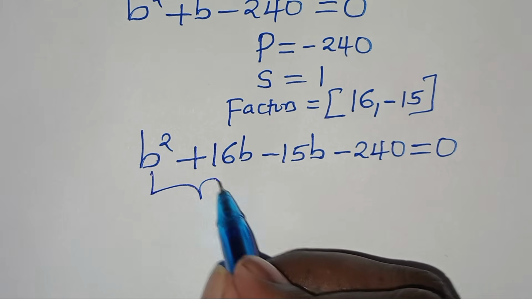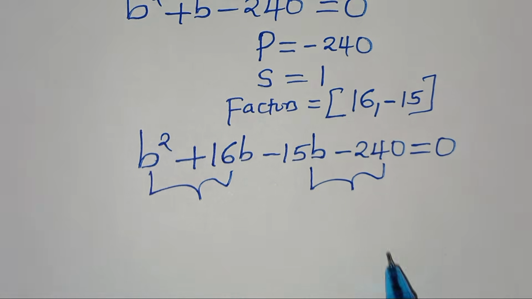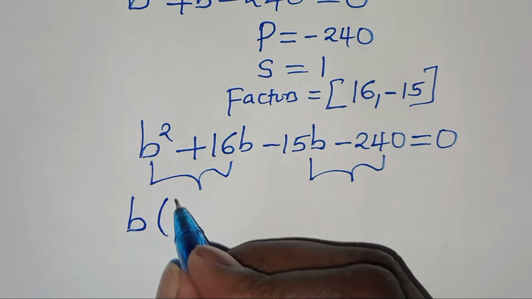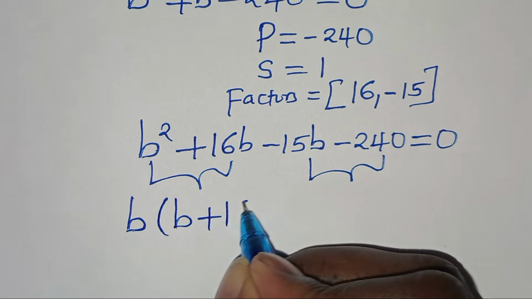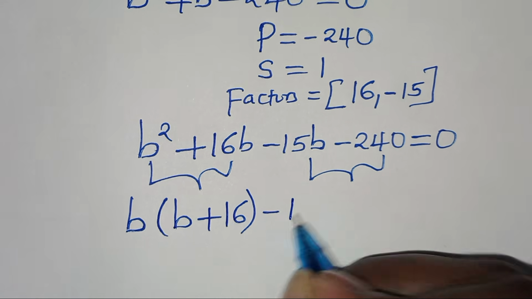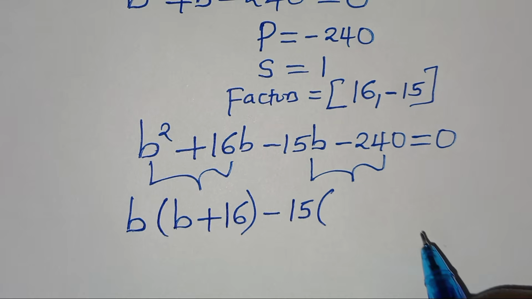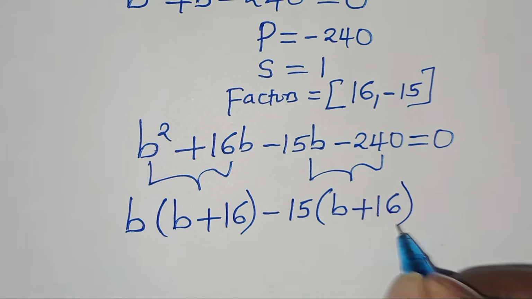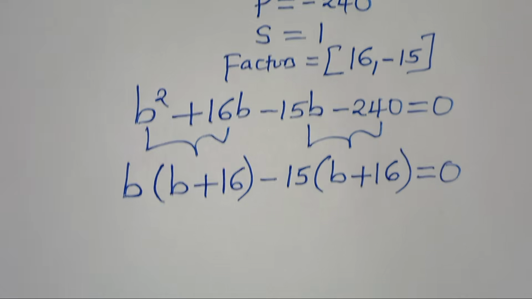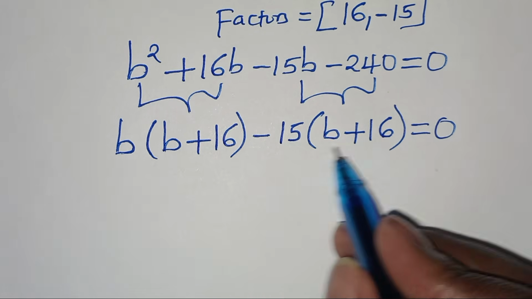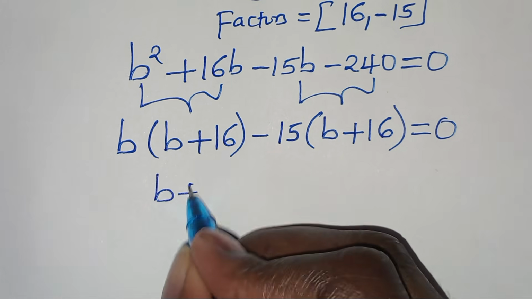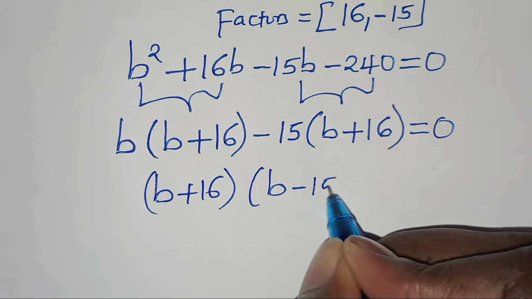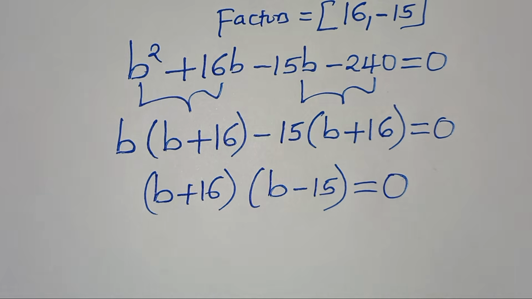So we have got two parts here. From the first part here, b is common, so we have b into the parentheses, this is b plus 16. Then subtract 15 is common here. We factor out 15. Then here we have b plus 16, equal to 0. So b plus 16 is common here. So we have b plus 16 times b minus 15, equal to 0.